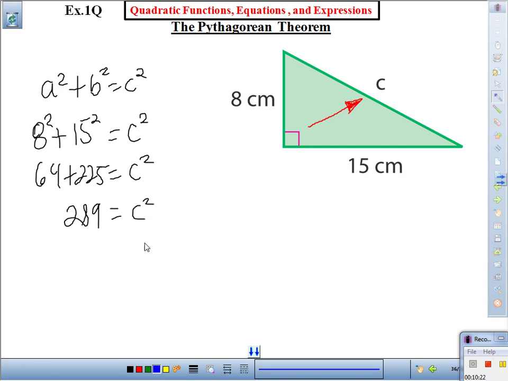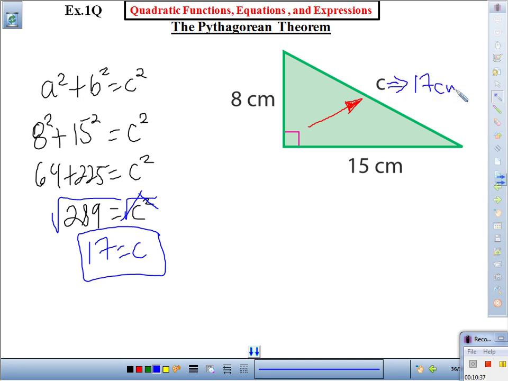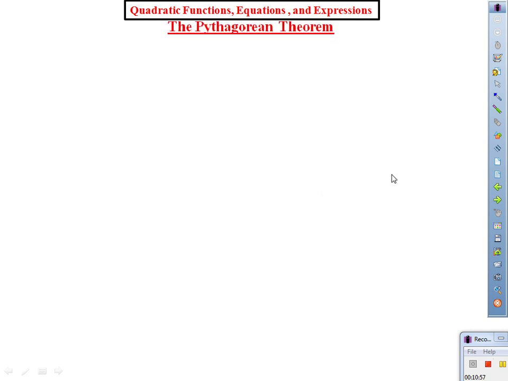How do we solve for C? Take the square root. This cancels this. Square root of 289 is 17 equals C. C is 17 centimeters. Yeah, is it coming back? Yeah, right? We got this. Questions, comments, autograph? You good? Yes? All right. So, cautionary note though.